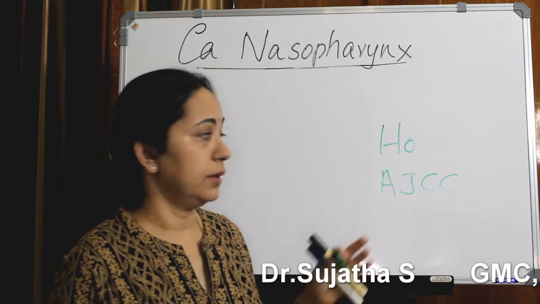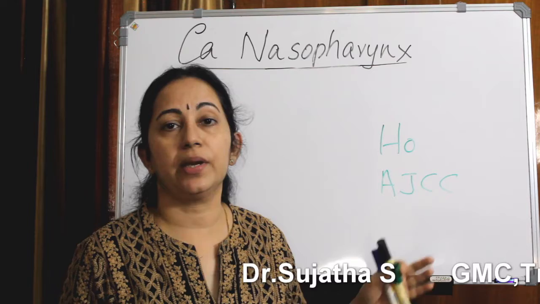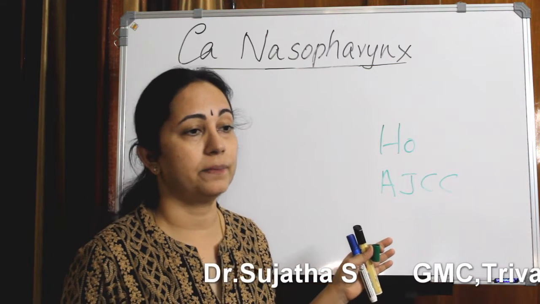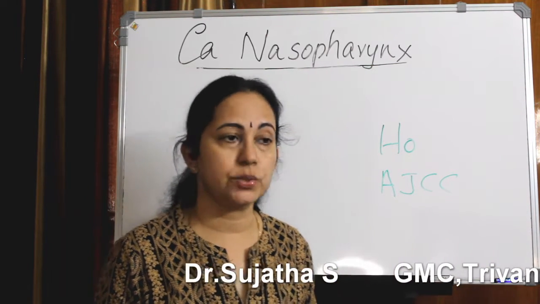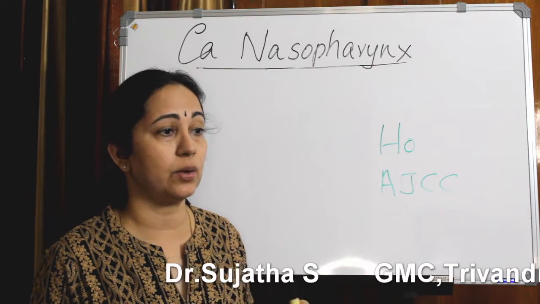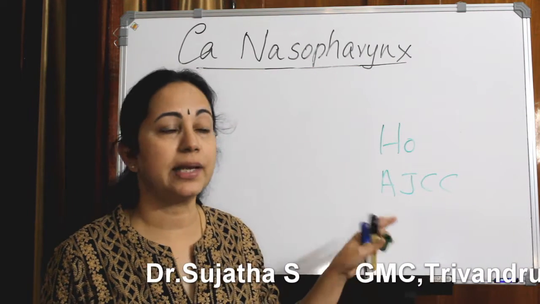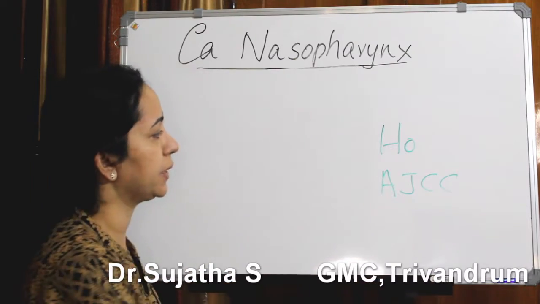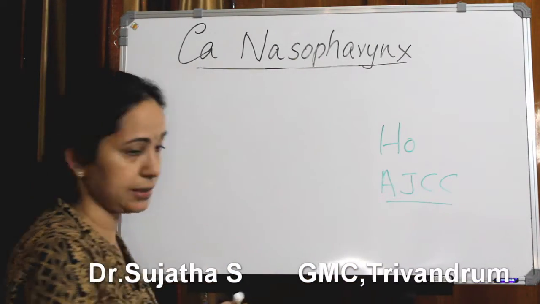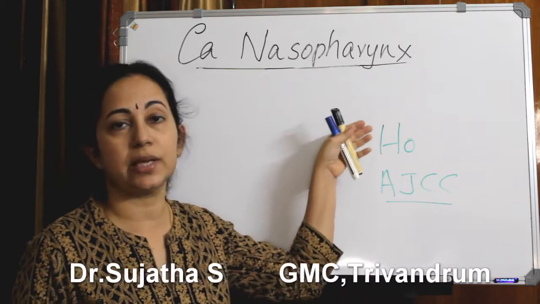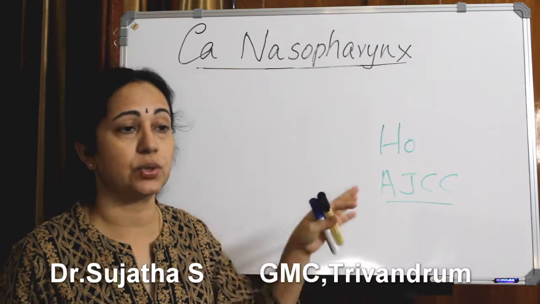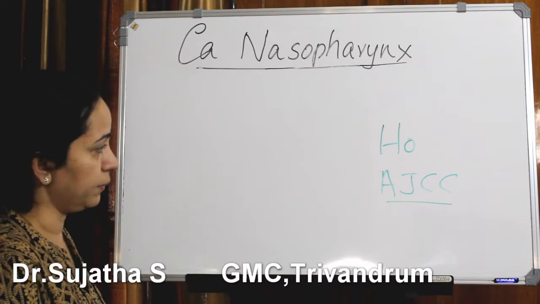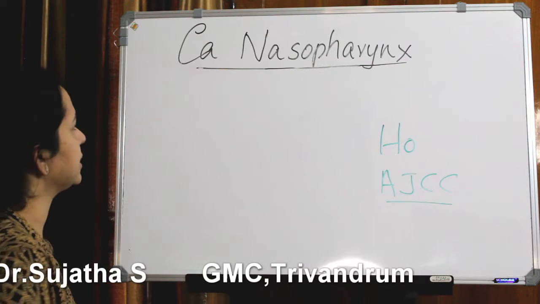So the HO staging was modified in 1982 and AJCC or UICC was modified in 2002. As far as publications and other recommendations, the latest version of staging has to be used, and all publications prefer to use AJCC. The main difference between AJCC and HO is based on the nodal status. So we can discuss this AJCC staging.